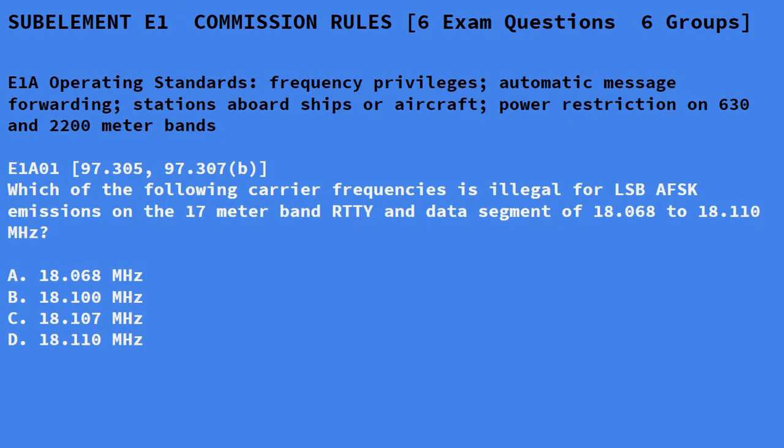Question E1A01, which of the following carrier frequencies is illegal for LSB AFSK emissions on the 17-meter band RTTY and data segment of 18.068 to 18.110 megahertz? Correct answer is 18.068 megahertz.